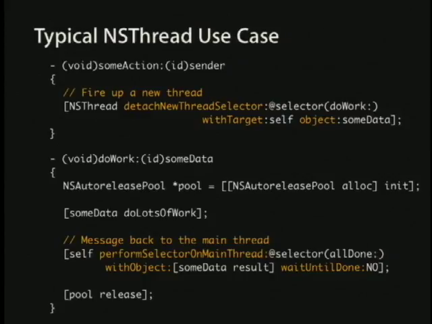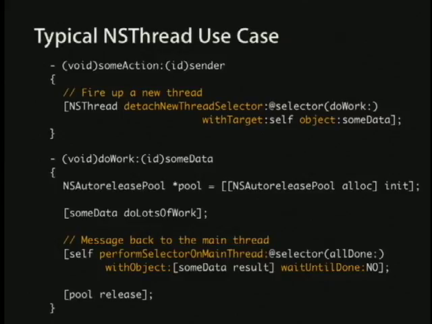You want to message back to the main thread because all interaction with the user interface has to happen on the main thread. The UIKit framework, when you're dealing with UIKit objects, views, and updating strings on labels and that kind of thing, that all has to happen on the main thread. So in this case, we'll call performSelectorOnMainThread, which is a convenience method on, actually it's on NSObject. So we can call it on self. So we'll call self performSelectorOnMainThread. The selector in this case will be allDone, and the object will be some result that we got.